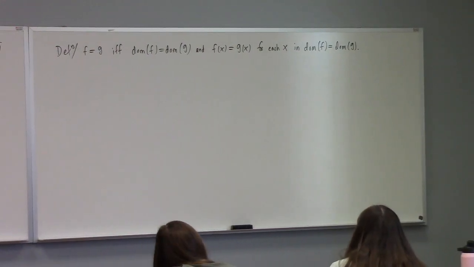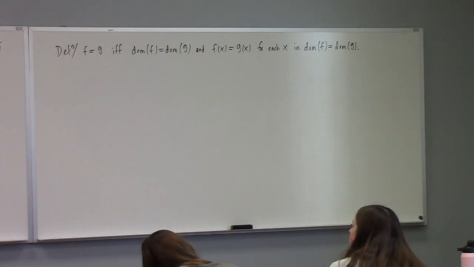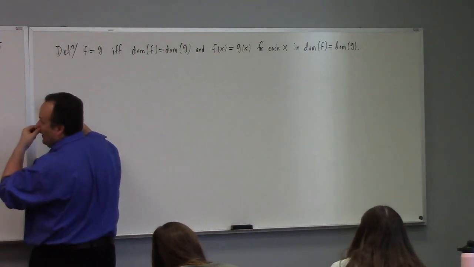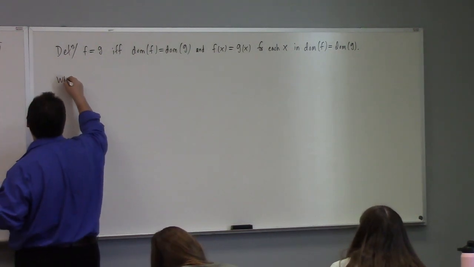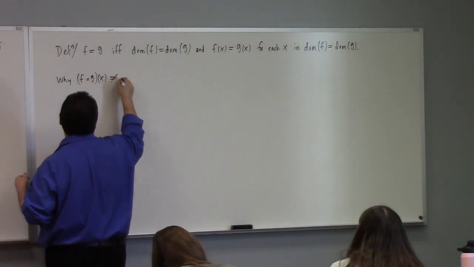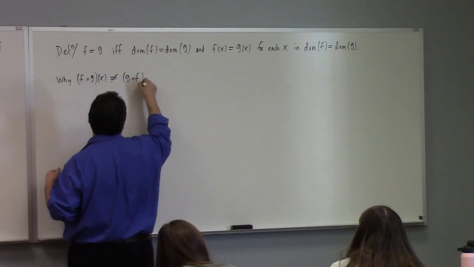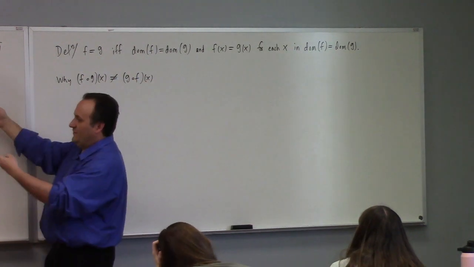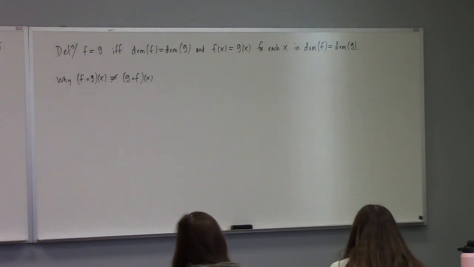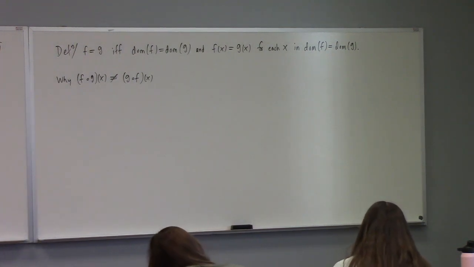So a corollary to this is if you wanted to show two functions are not equal, it suffices to just show that their values are not equal even at one input, right? So for example, why is f composed with g of x not equal to g composed with f of x? Their formulas look different, right? But math is funny. Sometimes formulas simplify in unexpected ways.